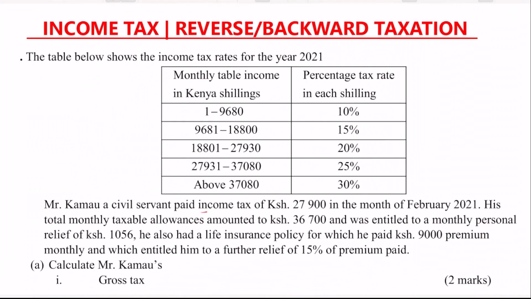Welcome. Let's solve this question on income tax. It involves backward taxation or the reverse taxation. The table below shows the income tax rates for the year 2021. It's good to be very careful with the table. The table gives the monthly income in Kenya shillings. Then the percentage rate is given in percentage.